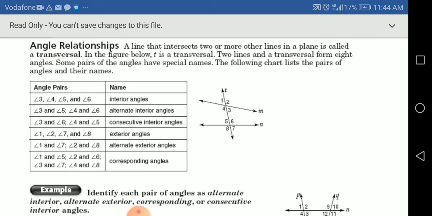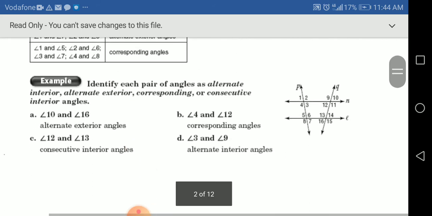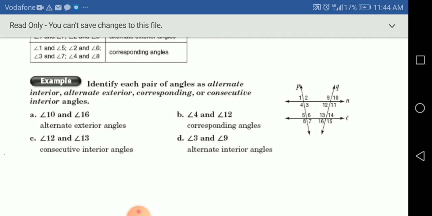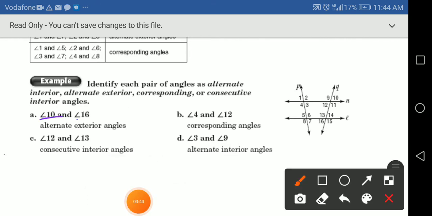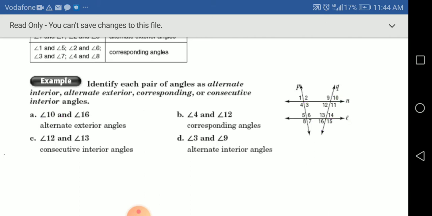Remember, this will come in the exam. I will ask you to identify the relationship between each two angles given. I have here angle 10 and angle 16. What do you think? Alternate exterior. Okay, guys? I hope this is understood very well.